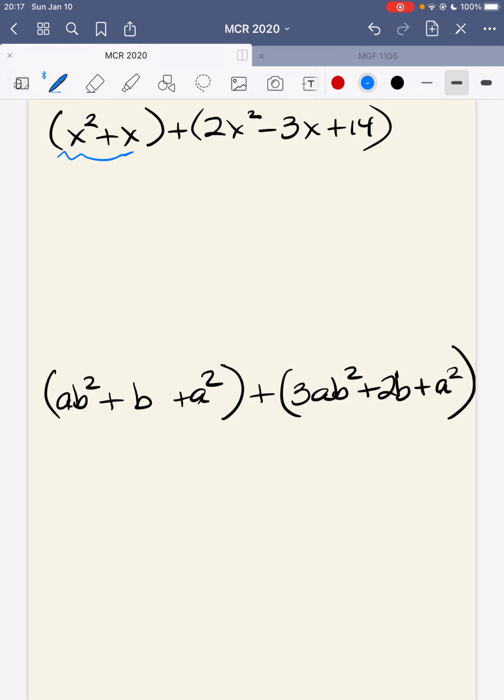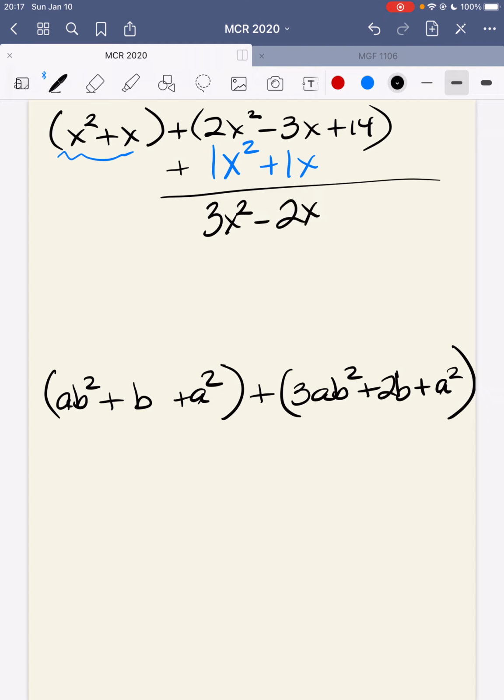All right, so I have an x squared term. I'm going to go ahead and write it underneath. I could put the 1 if I would like. And I have a plus x or plus 1x. And then I'm going to go ahead and add these together. All right. So I have a 2x squared and a 1x squared. I'm adding them together. I get 3x squared. I have a minus 3x and a plus 1x, which gives me a minus 2x.